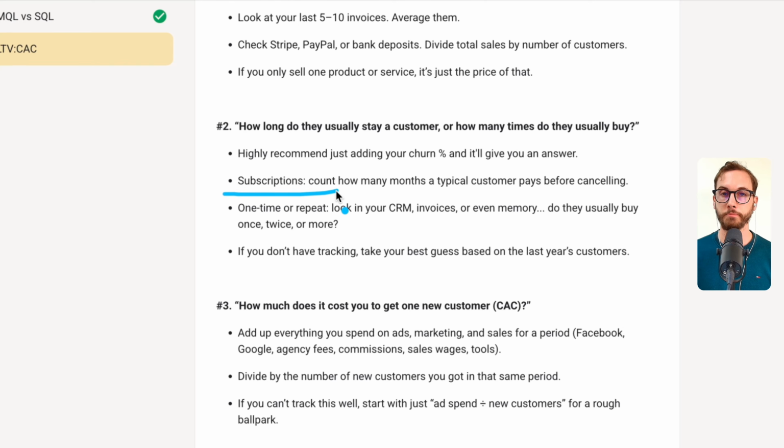Now, if you've got subscriptions, you can just calculate the number of months that they stay on before canceling on average. Or if it's a one-time purchase or repeat purchases for e-commerce, then you look at CRM invoices and calculate from that, or from memory. Do they usually buy once or twice or 3 times? Just give it a ballpark figure so you're not guessing all day long to work this out.